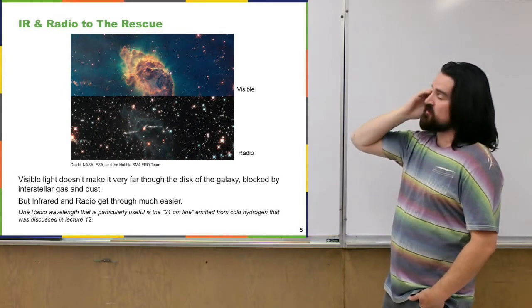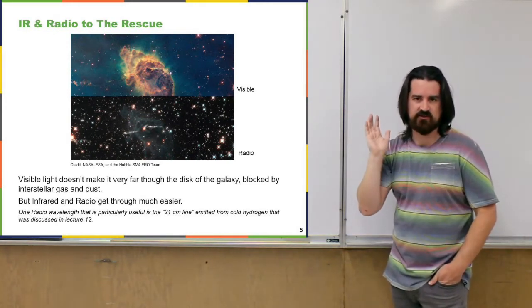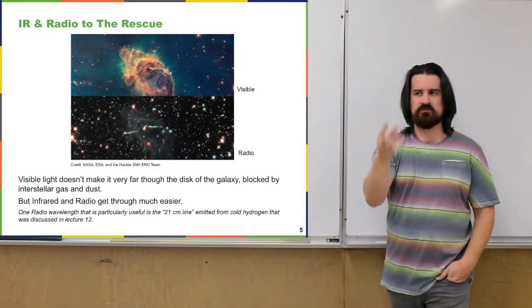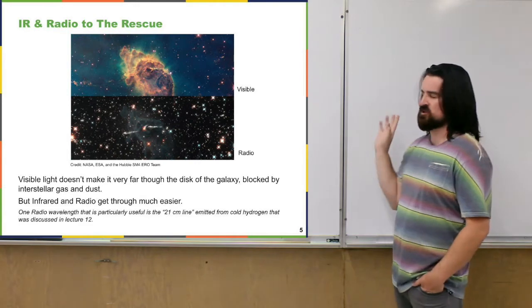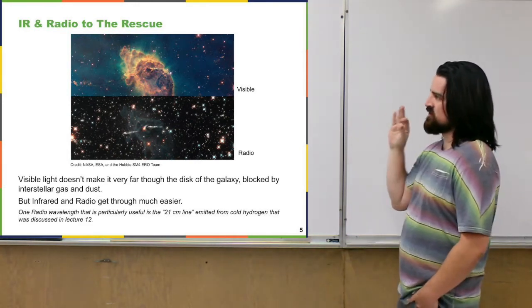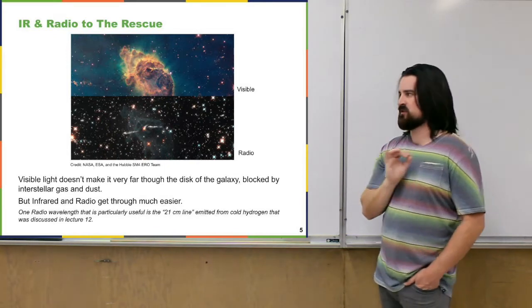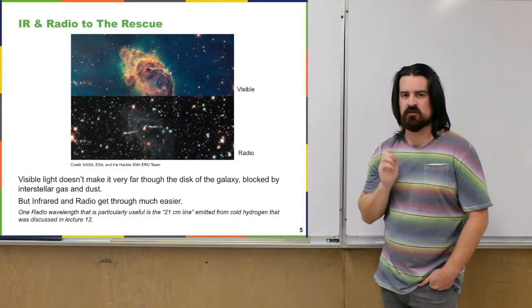However, as I've told you about multiple times, we use all parts of the electromagnetic spectrum in order to do astronomy. So we collect electromagnetic radiation of all these varieties, not just visible light. Some other ones that are very useful in this context are infrared and radio waves, because both of those things tend to travel through the interstellar medium a lot better.